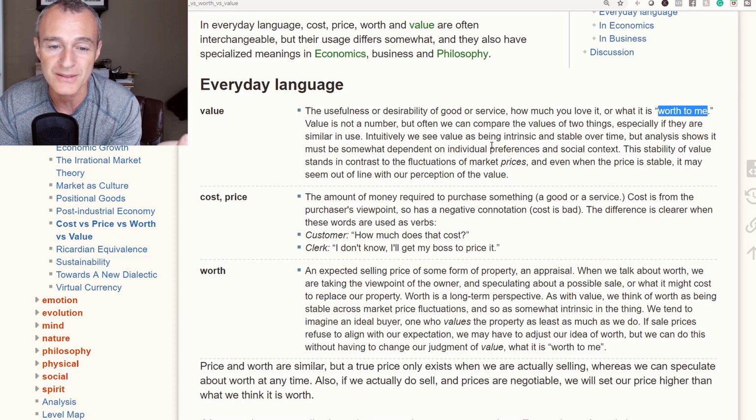And so, cost or price. Now, there's some definitions even within cost and price that I think need to be fleshed out. So these guys say it's the amount of money required to purchase something, a good or a service. Cost is the purchaser's viewpoint, so it has a negative connotation. Cost is bad, right? People don't want to spend a lot of money.